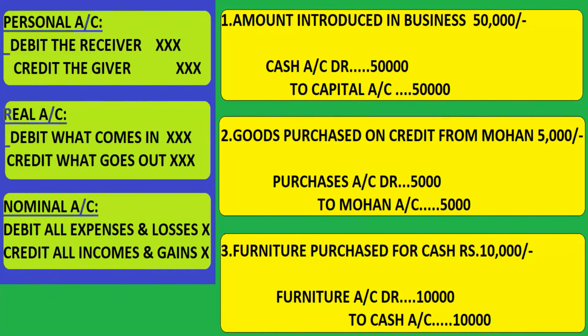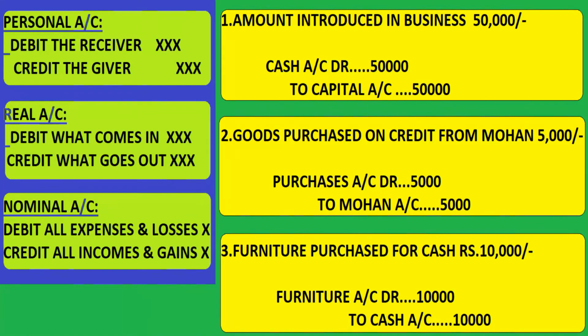The first transaction is amount introduced in the business rupees 50,000. What are the two aspects? One is cash and other one is capital. Cash came into the business. As per real account rule, debit what comes in. So we have to debit cash account.